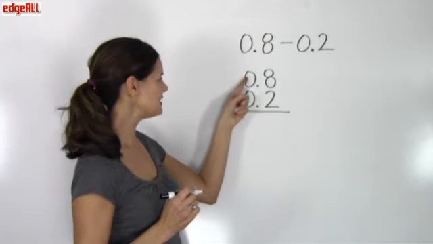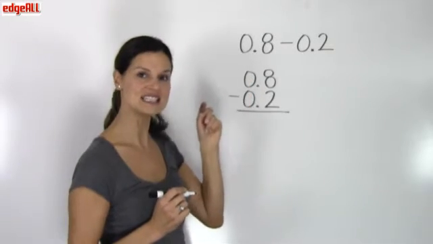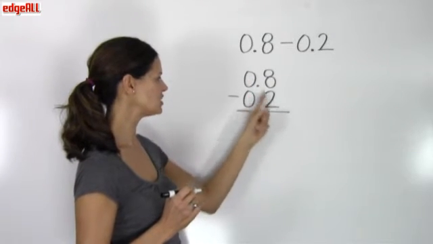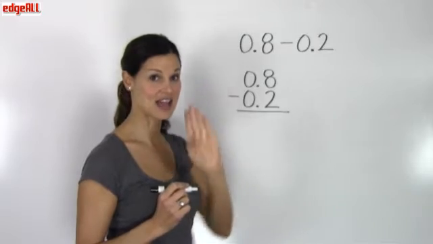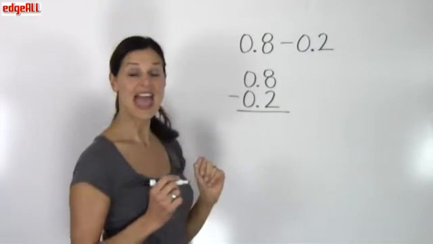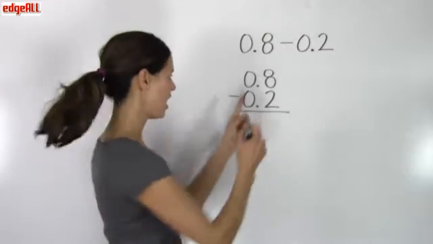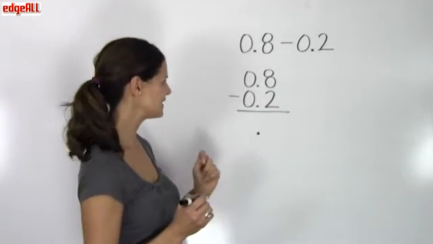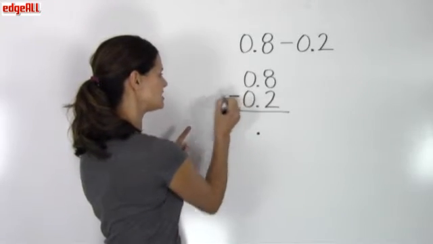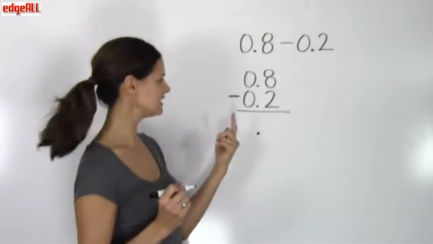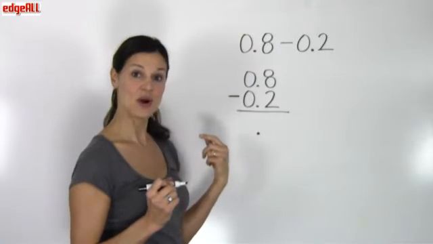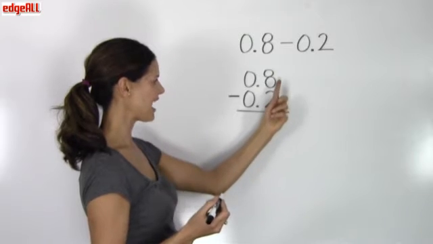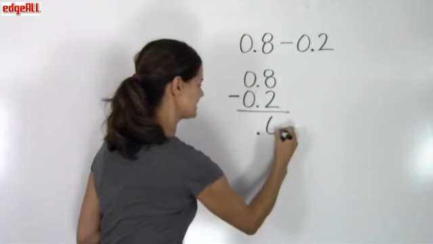I always need a number here in the ones place, even if it is a 0. So put your 0.8 and your 0.2 lined up with the decimals above and below one another. And that will show us in our answer, our decimal is going to be lined up in that same spot. And then, since it's subtraction, I just do my calculations, just like I would if they were whole numbers and no decimals in there at all. So I take 2 away from 8 is 6.